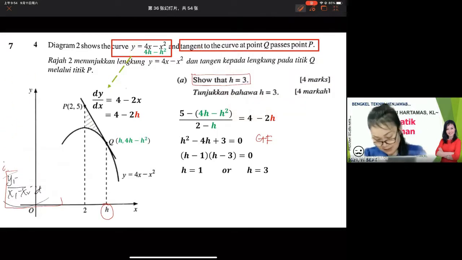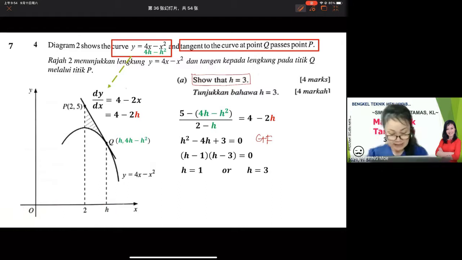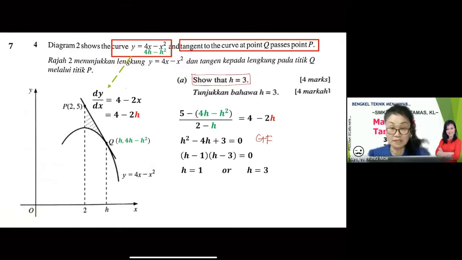Okay, my KBAT, my HOTS question, my thinking skills question. I'm going to prompt you the question for you to answer me. So what is the value of h that you choose from here? What is the value? 3. Okay, T says 3. Okay, Jitendra says 3. Okay, and then Sudra Shini says 3, and then Adam says 3.